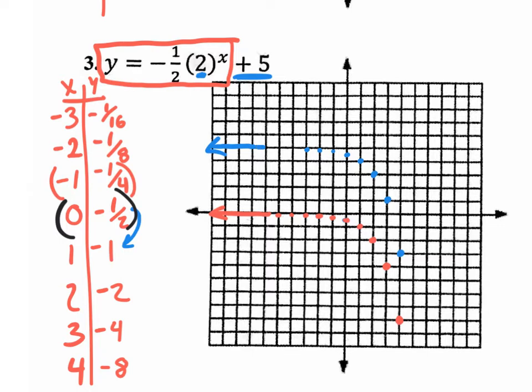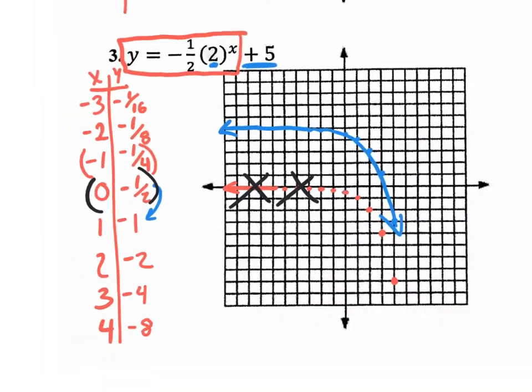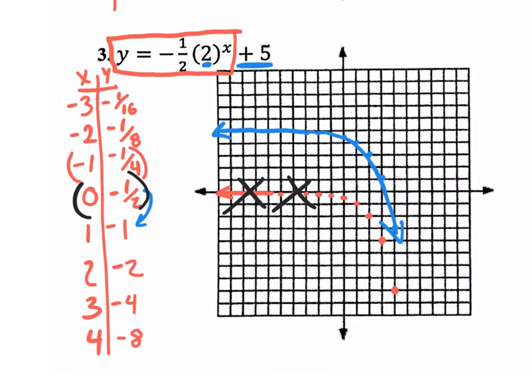So our graph, including the k value of plus 5, is this blue graph. It's an exponential growth function going in a negative direction. So this red one, it does not count. That's why I'm putting X's on it. The blue one is the one that truly matters. So now that we have that blue one, let's state all the important information.